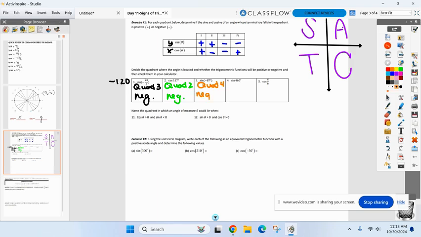Everyone all right on how I'm determining that? I look at quadrant 4, the only thing that's positive is cosine. Or plug it in your calculator. It doesn't bother me. 460. What quadrant is that in? 460 minus 360, I have 100 left. So quadrant 2. What's positive in quadrant 2? Sine. So this answer will be positive.